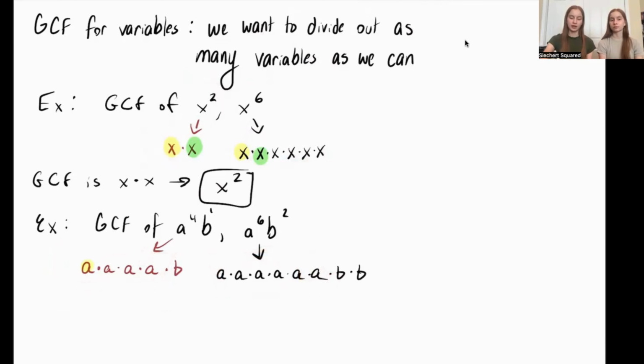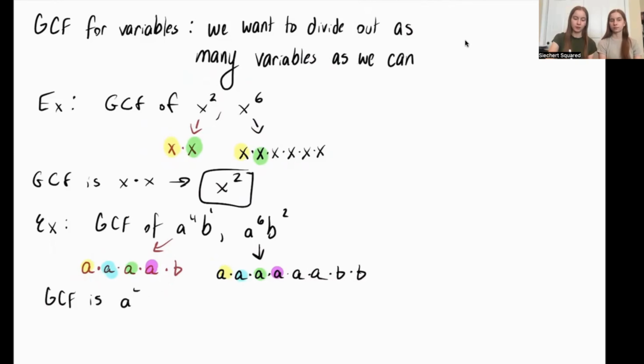Because again, I can take out 1 a, I can take out another a, I can take out a 3rd a, and a 4th a, but beyond that, you run out of a's in the left term, so you can't take out any more. So we have that part of our GCF.